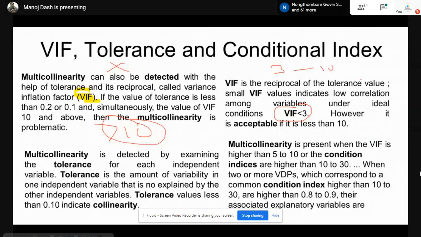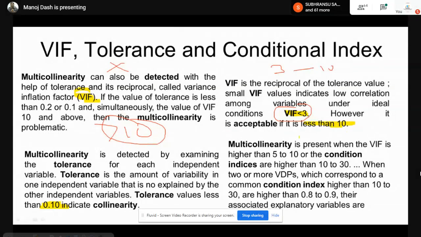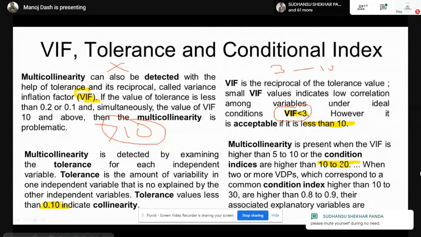The question is how you can improve the model. If x1 gives you a multicollinearity problem, what will you do? What can you do now? Anybody? First, you check the three. Number 1: if the tolerance is less than 0.10, there is multicollinearity. If VIF is less than 3, no multicollinearity. It should not exceed 10, and the conditional index number should be between 10 and 30. It should not be higher than 30. Clear?